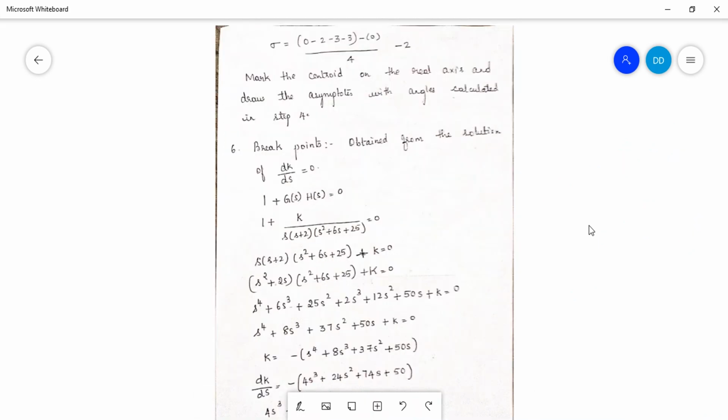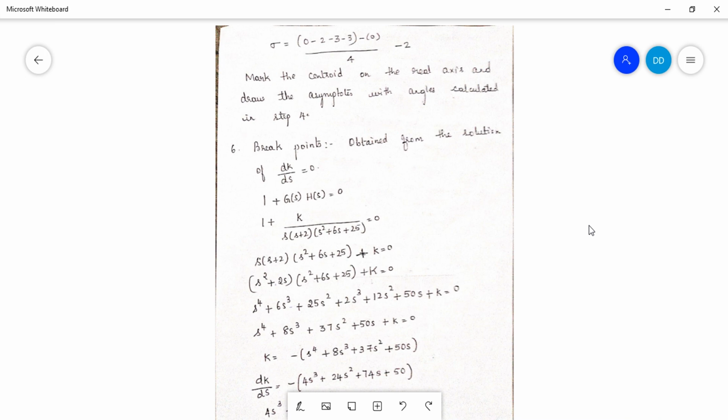So the centroid is (0 - 2 - 3 - 3), which is the sum of the real parts of the poles, minus the real parts of the zeros, which is 0, divided by 4, which gives us -2. So keeping the protractor at the centroid, we have to mark the angles 45 degrees, 135 degrees, 225 degrees and 315 degrees. The next thing is breakpoints.